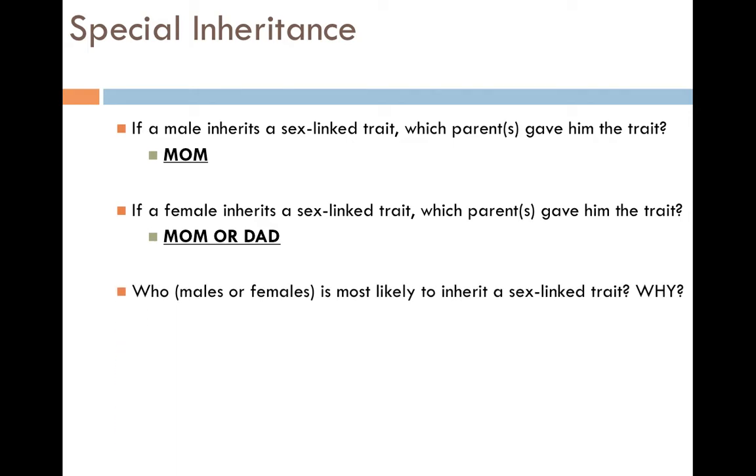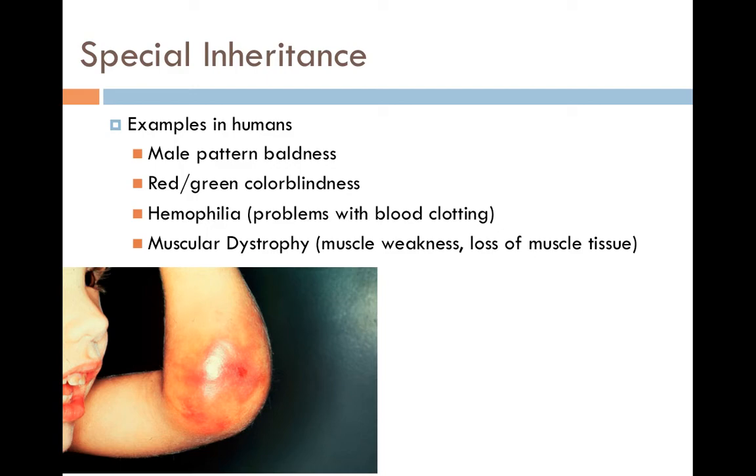And then last question, who, males or females, is most likely to inherit a sex-linked trait and why? So think about that for a second. If you're thinking males, then you're correct because they only inherit one X chromosome. So they either get the good copy of the gene, the one that's working, or they get the bad copy, the one that doesn't work. Whereas females get two chances to get that good copy, so it's much less likely that females get these sex-linked disorders. And here are some examples.